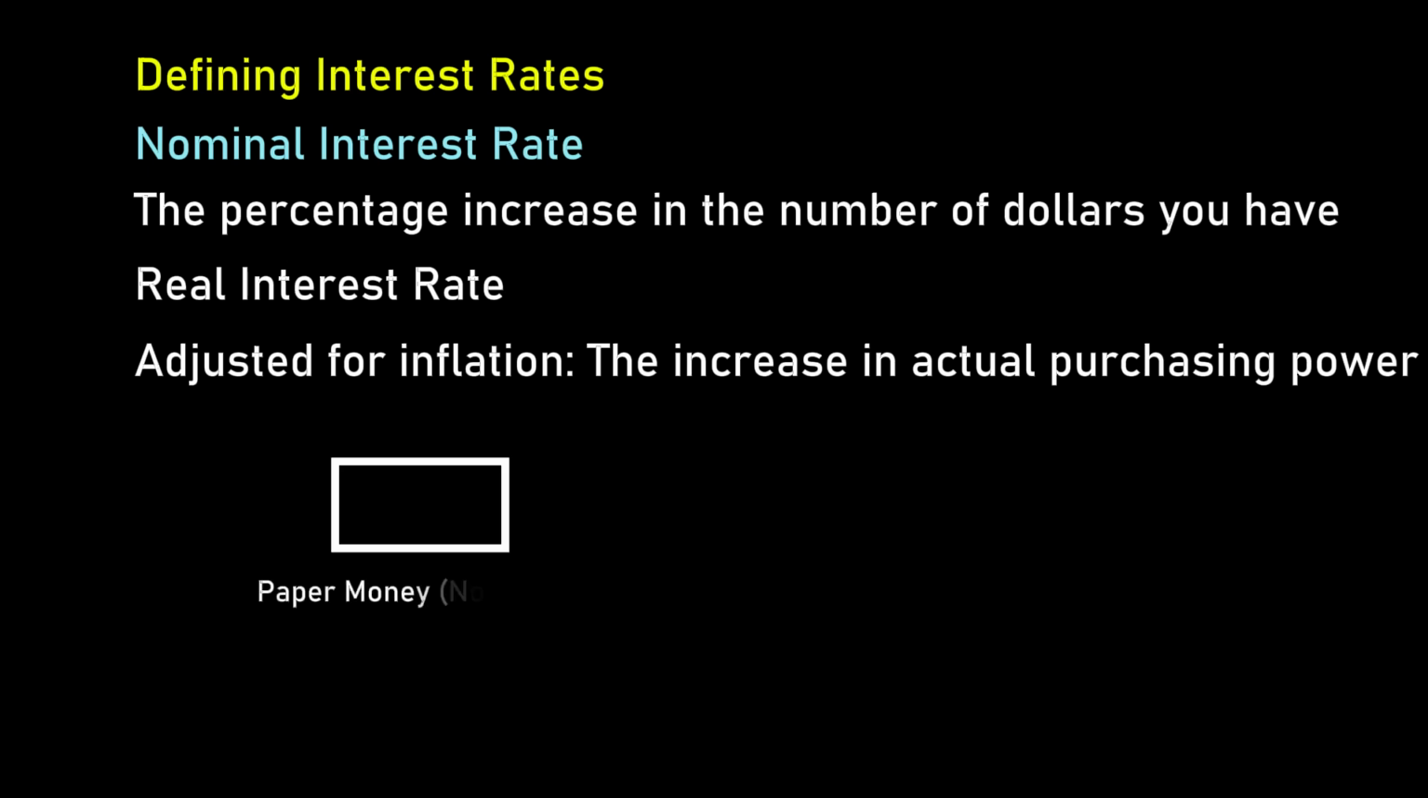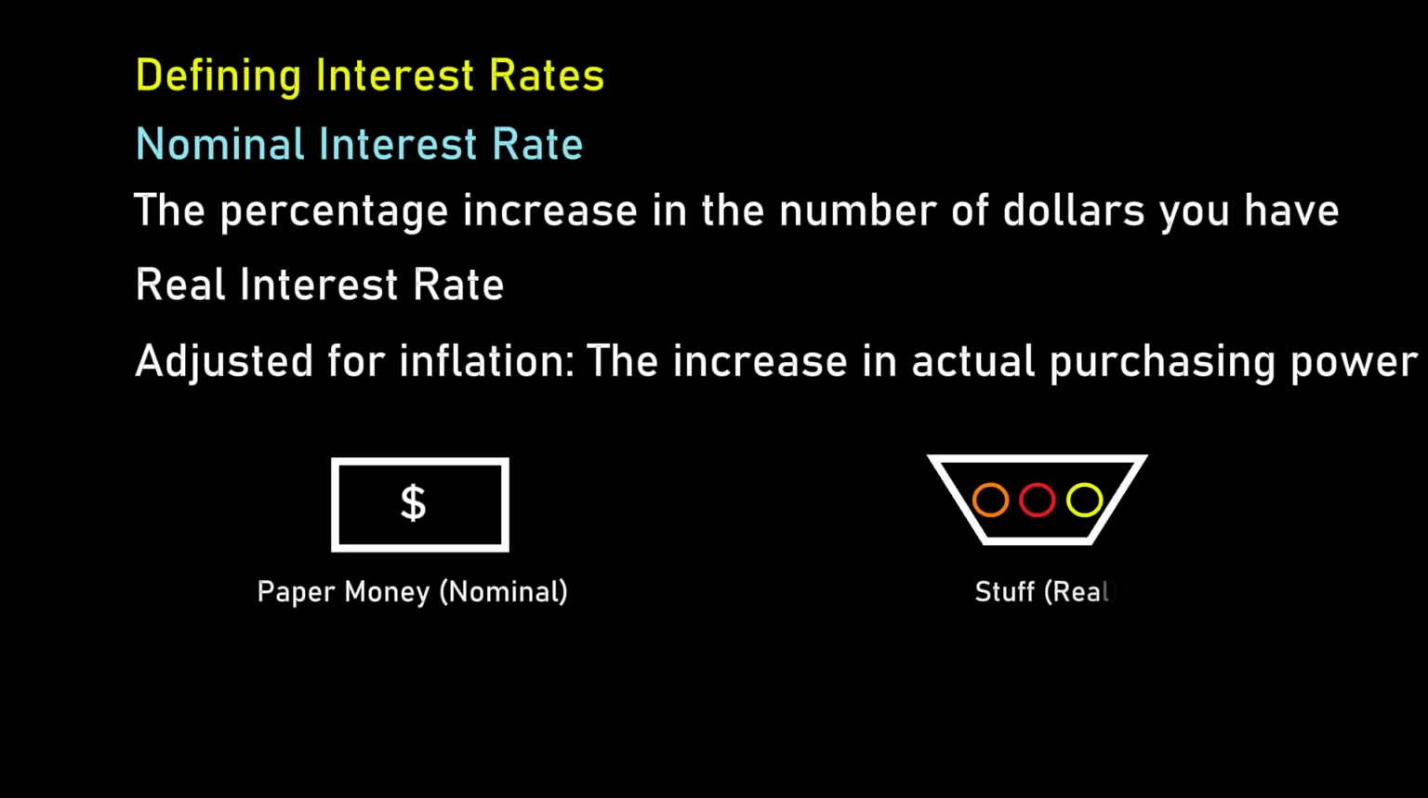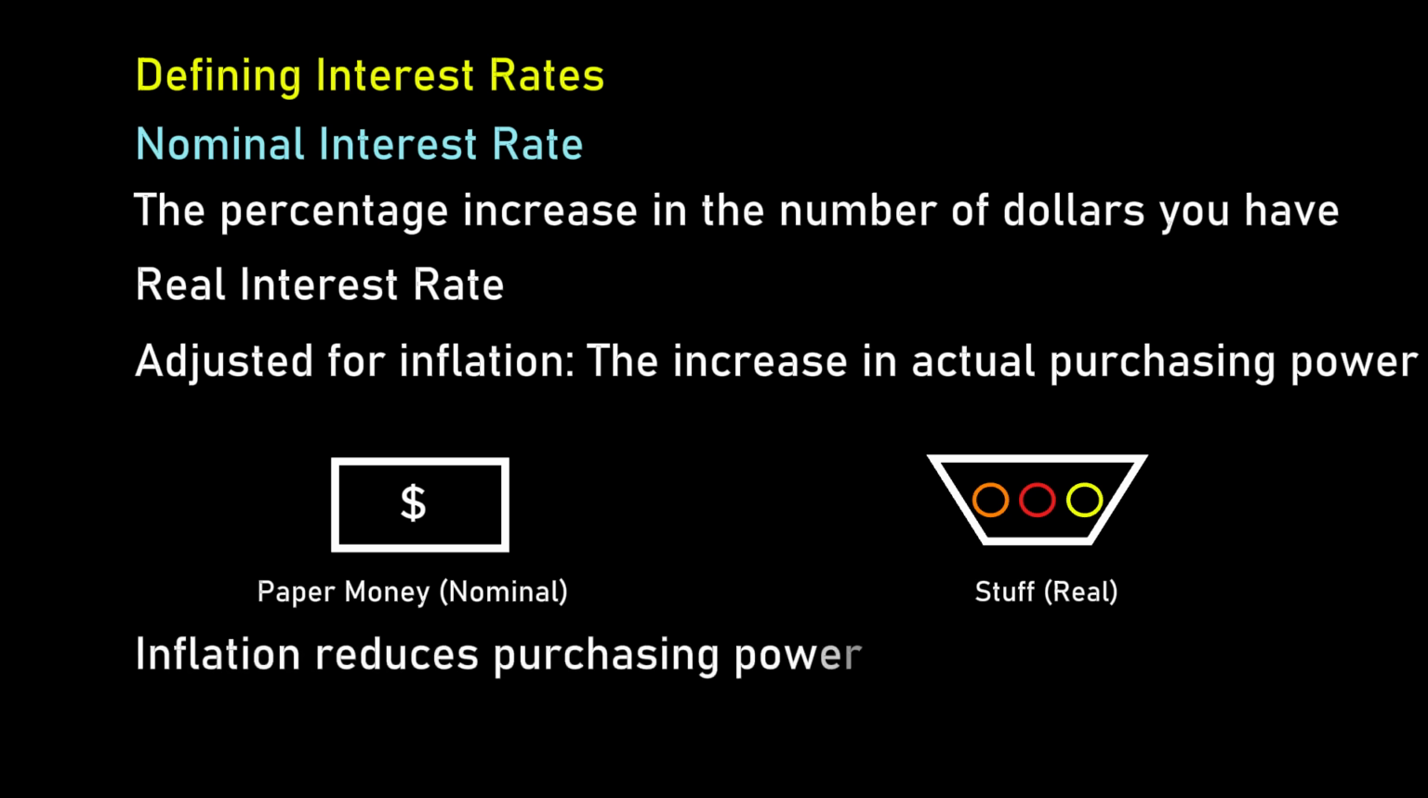Think of it this way. The nominal rate tells you how much more paper money you have, while the real rate tells you how much more stuff you can get with that money. If prices are rising because of inflation, your money doesn't go as far. So even if your bank account balance is growing, you might not actually be getting richer in terms of what you can afford. To connect these two concepts, we use a fundamental tool in economics called the Fisher equation.